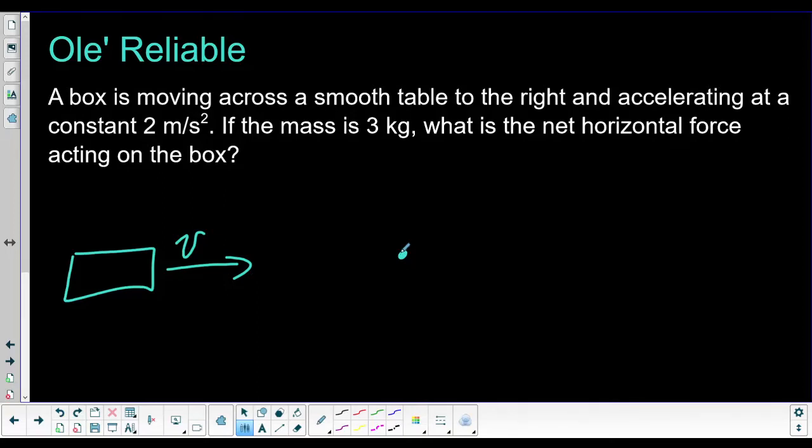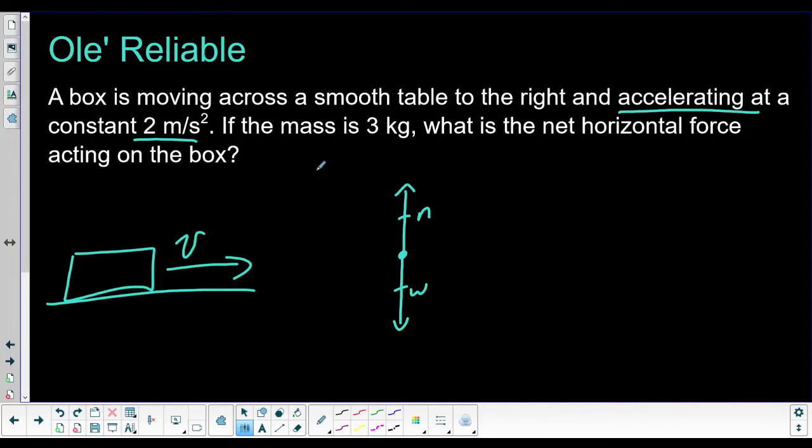So for our box, of course, weight is acting on this, right? We've got weight going downwards. And because it's on a table, we've got the solid table pushing back up on it with a normal force. And we can say these are equal because those are the only things happening in the vertical direction. Now it says it's moving to the right and accelerating at 2 meters per second squared.